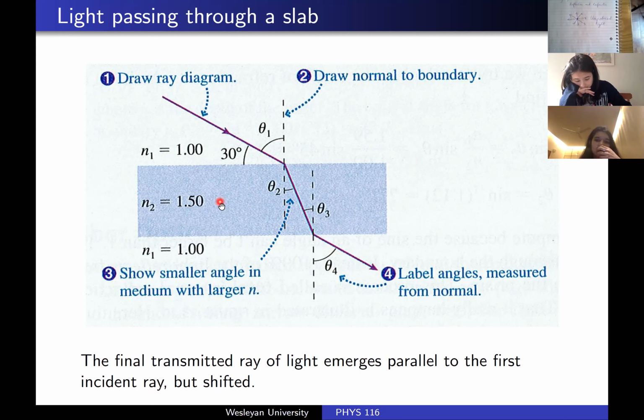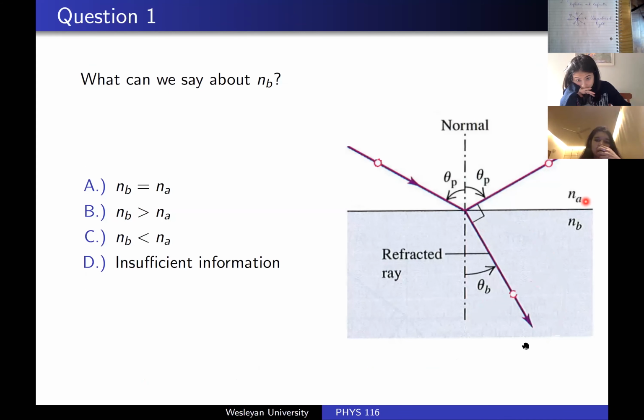So here it's going from air to glass to air. And we see that the light ray bends towards the normal and then bends back away from the normal when it exits. And in fact, the final ray will be parallel to the first incident ray. All right. This one is obvious, so I'll skip this one. Here we can see that clearly the refracted angle is much smaller, so nB is going to be greater than nA.